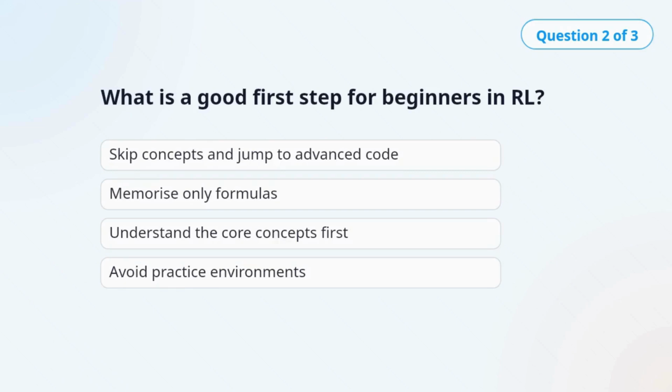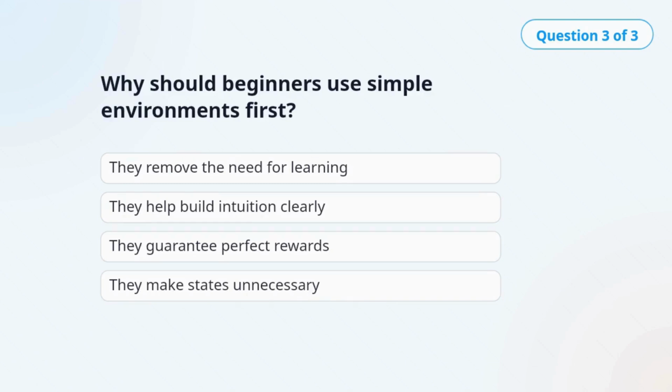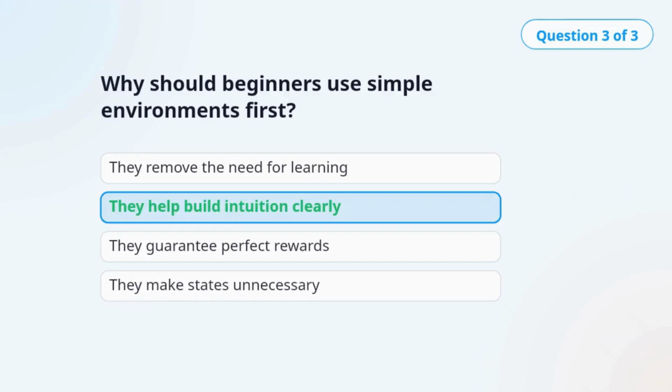Question 2. What is a good first step for beginners in RL? The correct answer is understand the core concepts first. A strong understanding of the basics makes later algorithms much easier to learn. Question 3. Why should beginners use simple environments first? The correct answer is they help build intuition clearly. Simple environments make the RL loop easier to observe and understand.